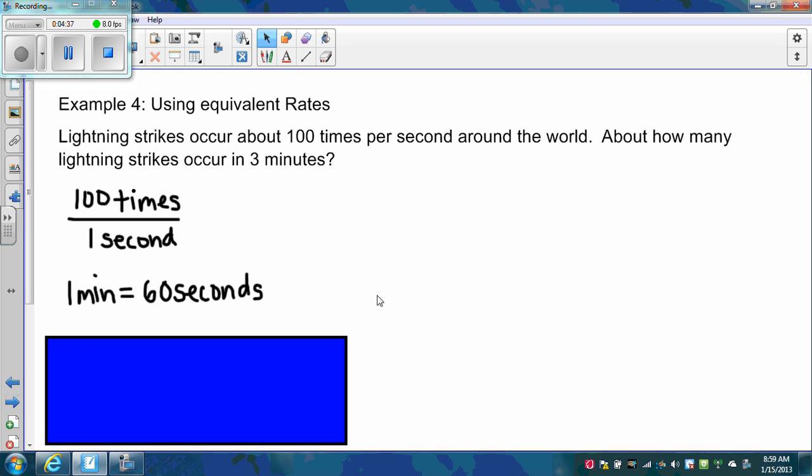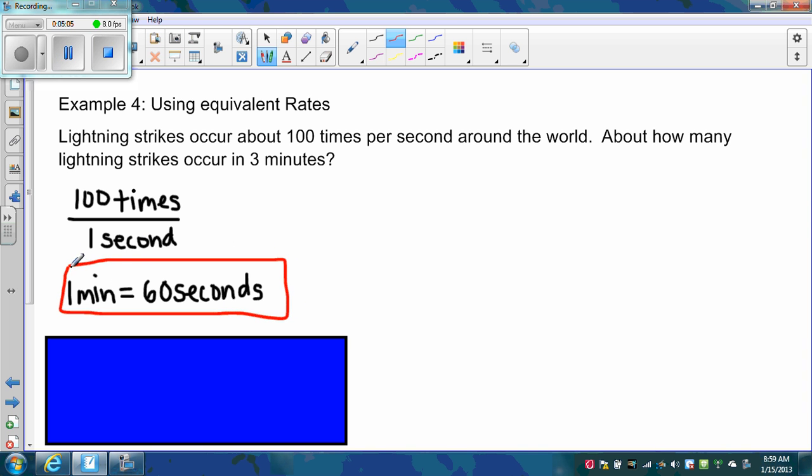And lastly, using equivalent rates. So if lightning strikes occur about 100 times per second around the world, how many lightning strikes could occur in 3 minutes? So in this case, they tell us 100 times per second, but we want to get it into 3 minutes. And first we need to just get it into minutes. So we can use this equivalent rate. We know that 1 minute equals 60 seconds. 60 seconds are in 1 minute.